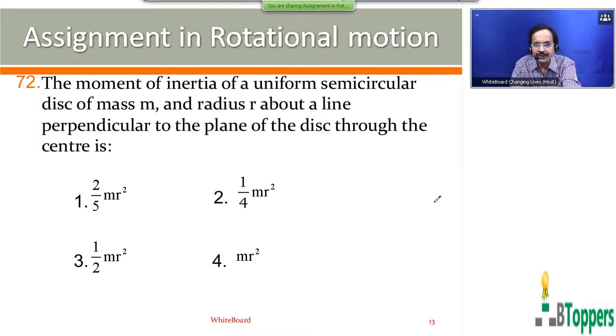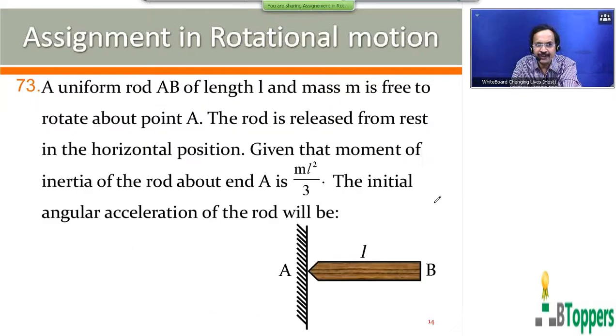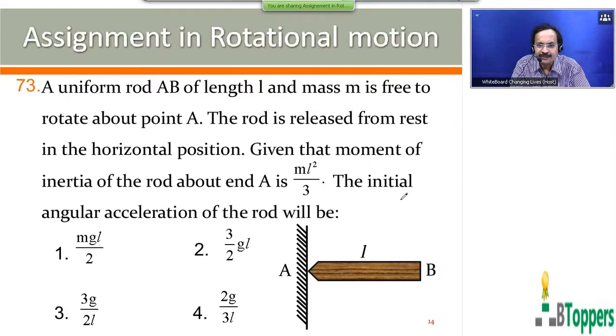So next I am going to show the question number 73 on screen. Look at the question number 73. Uniform rod AB of length L and mass M is free to rotate about point A. The rod is released from rest in the horizontal position. Given that the moment of inertia of the rod about end A is ML square by 3, the initial angular acceleration of the rod will be. I have shown 4 options on screen. Come on, take a pause and try this question.